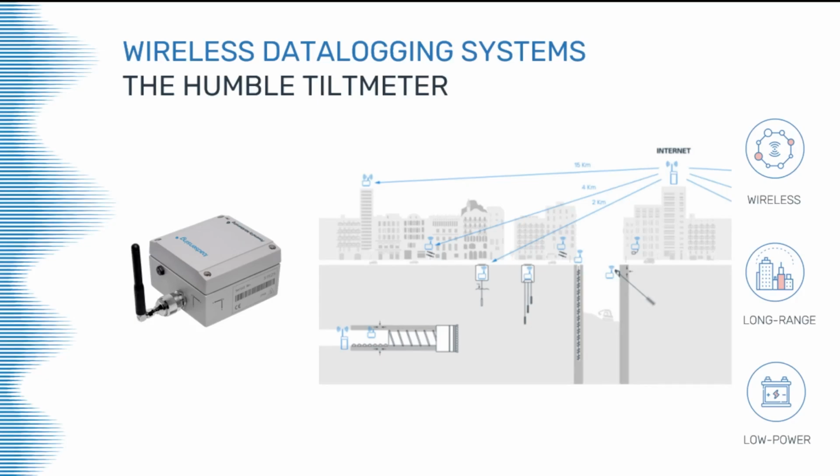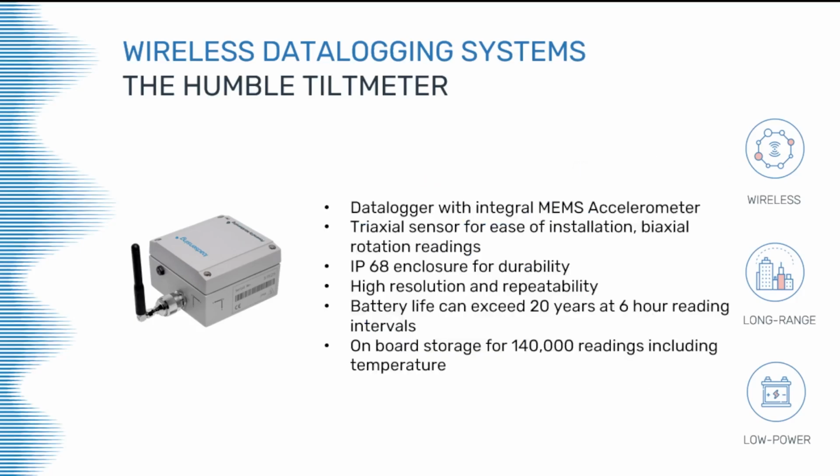So, the tilt meter is an interesting one because this is a wireless device that is both the sensor, a biaxial MEMS accelerometer, giving biaxial MEMS readings, and also the data logging component. So it's taking the readings, it's then sending them out. This is it, everything you need to get those biaxial rotational readings.